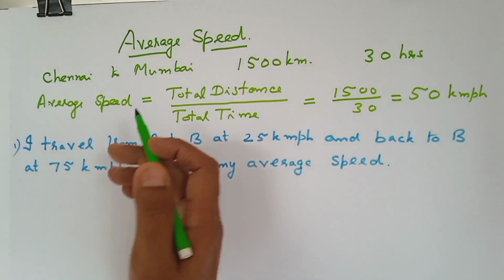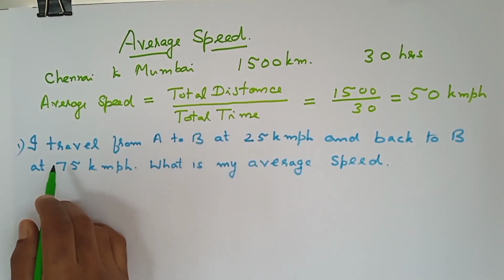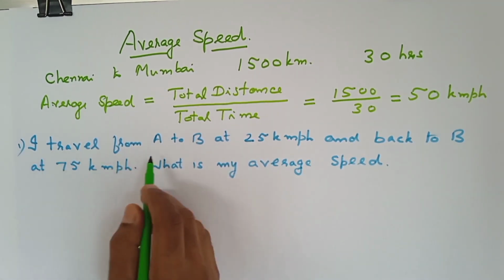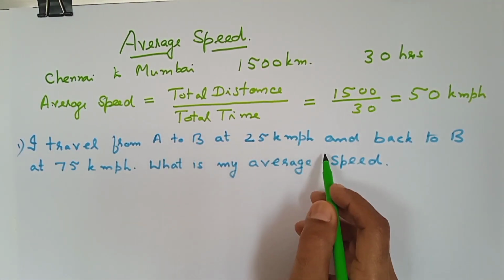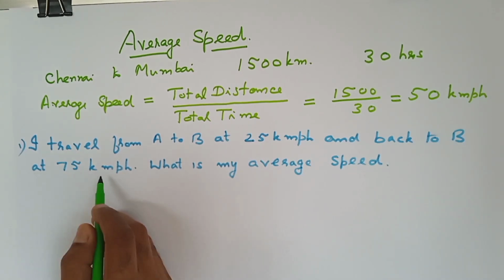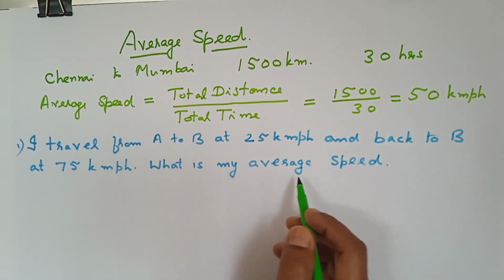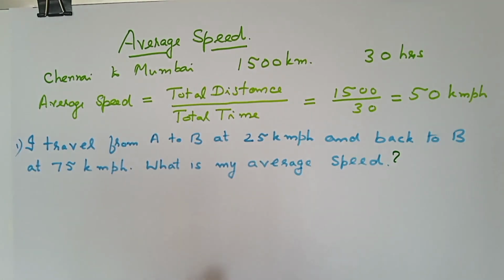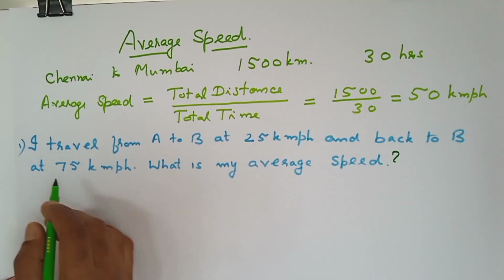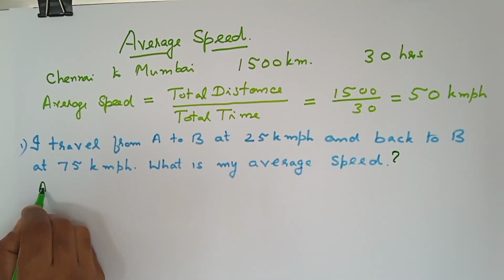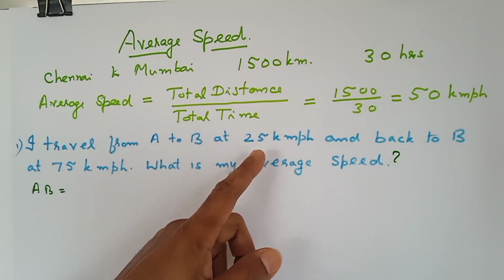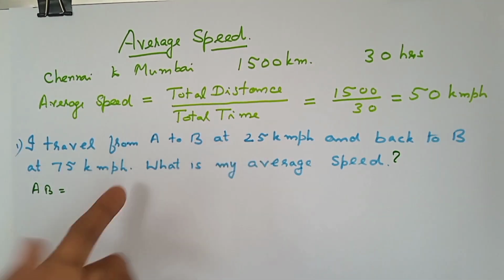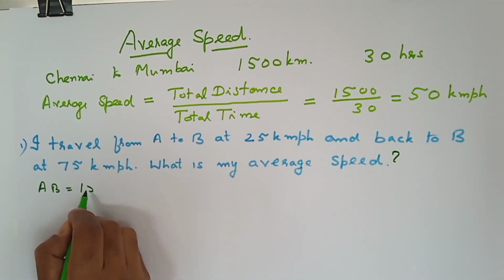The first problem using the concept of average speed is this. I travel from A to B at 25 km per hour and back to A at 75 km per hour. What's my average speed? We don't know the total distance between A and B. You might choose it as a variable or any convenient number to use in calculation. Let me choose the distance between A and B as, see, we will choose a number divisible by 25 and 75. Let it be 150 kilometers.